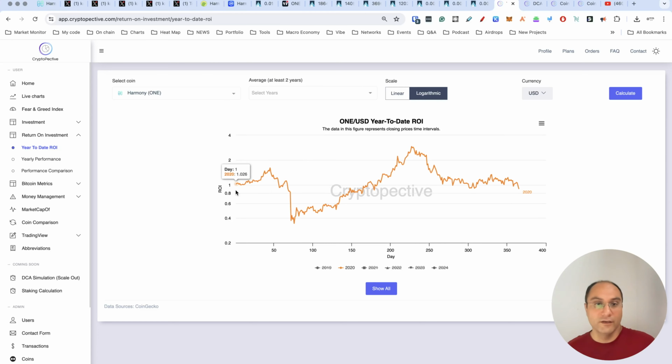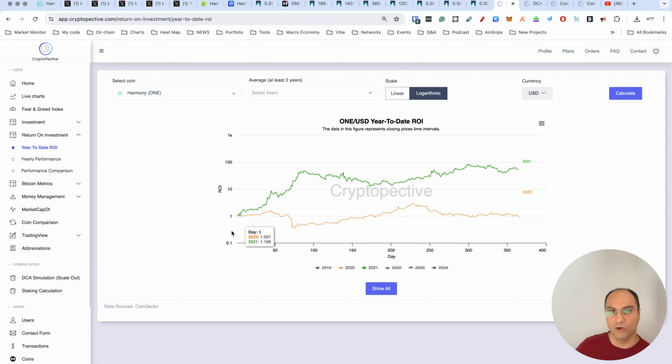But what we can see from the beginning of the year in 2020 until the close of the year is that Harmony was even zero. It means it lost about 10% of its value. Then after that, in 2021, it went up almost 67x. It's a really good return on investment from the beginning of the year, not from the bottom of the market.